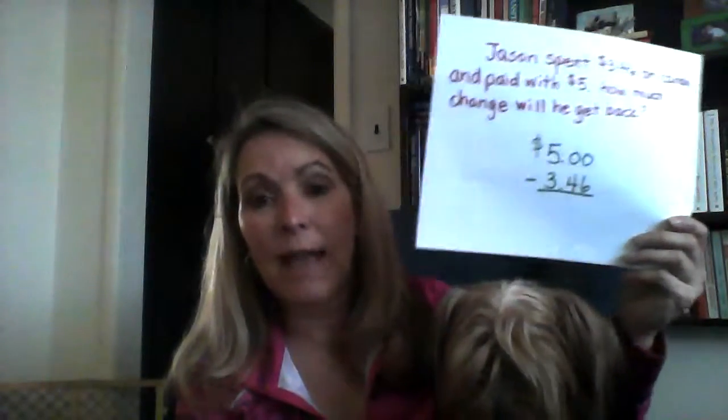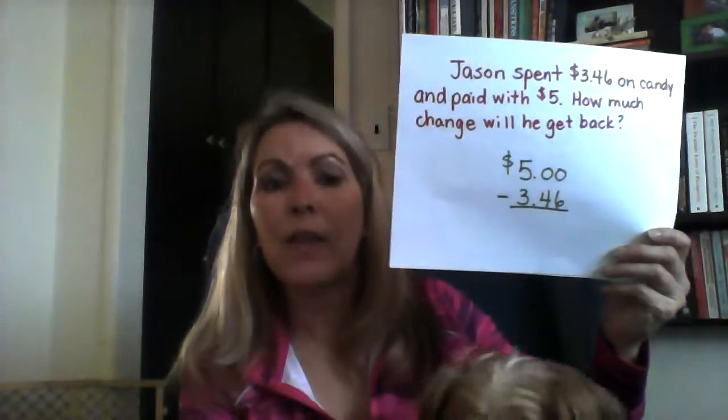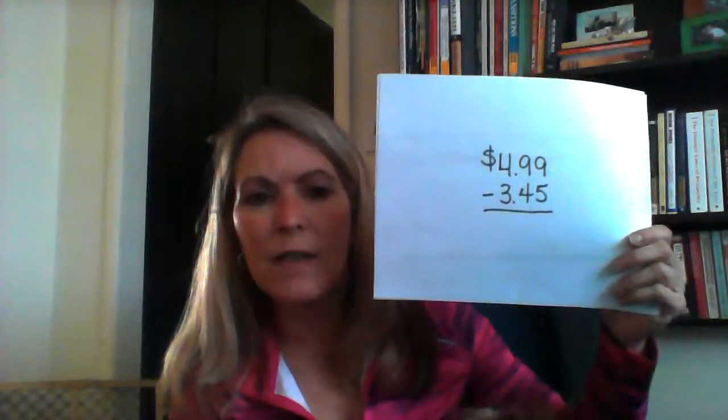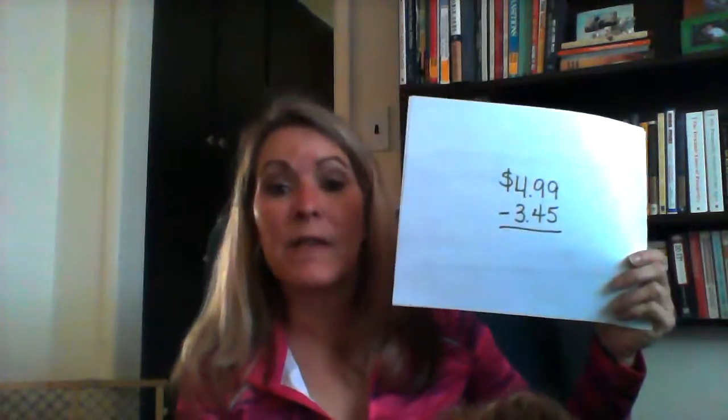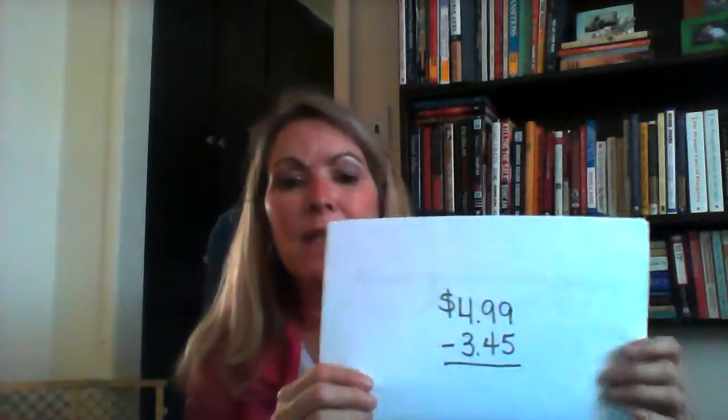So let's look at what happens whenever I take away a penny from both the $5 and the $3.46. Look at this problem. This problem now looks like this: $4.99 minus $3.45. You can tell very easily, because there is no regrouping involved, that your change is going to be $1.54. And so it's much, much easier to do.